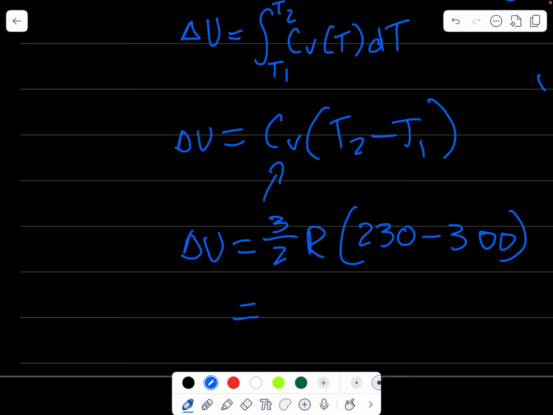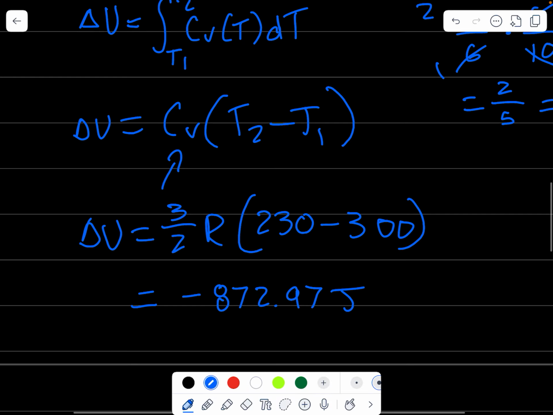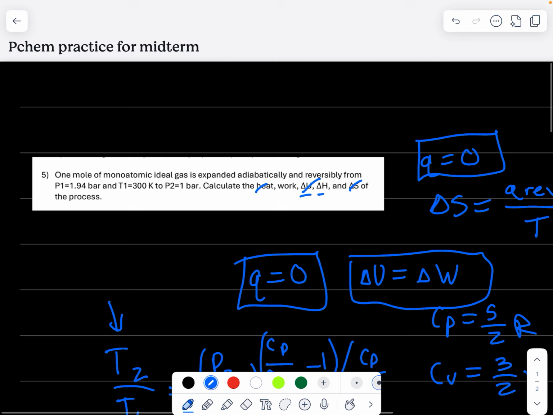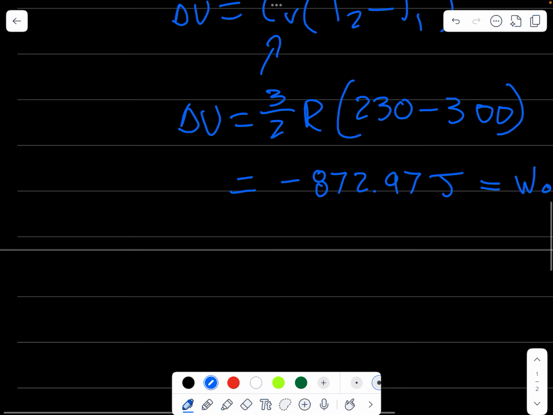That equals minus 872.97 joules. And since we are in an adiabatic process, this also equals the work. So we can scroll up, and that is two birds hit with one stone. Oops, I just crossed off work there. All right, so let's solve for delta H now.